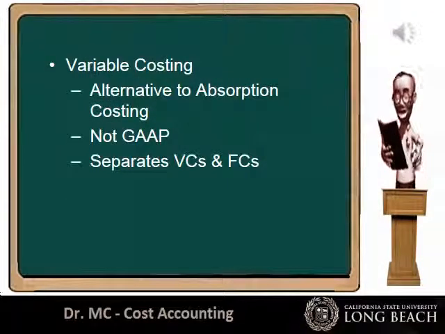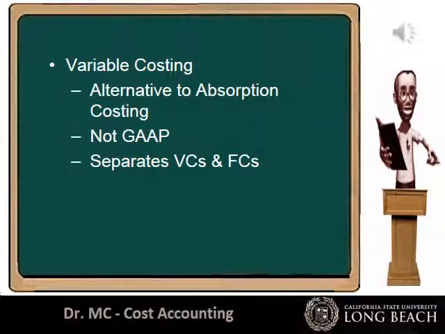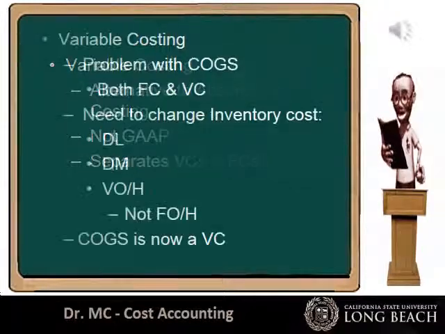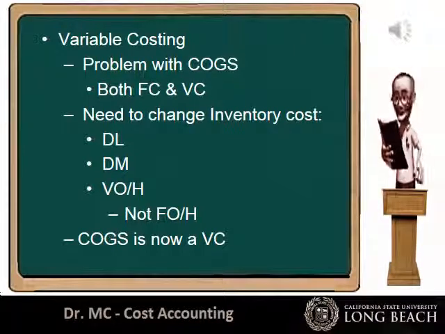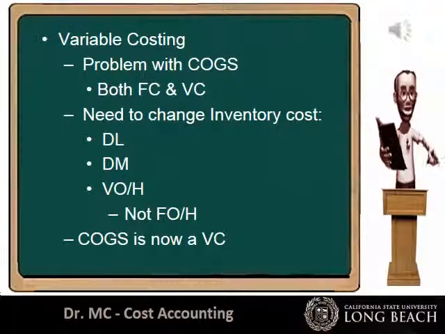Variable costing is an alternative to using absorption costing to produce financial statements. It is not GAAP, and therefore can only be used for internal purposes. As we have seen, with variable costing, your income statement will separate your firm's variable costs from its fixed costs. When preparing a variable costing income statement, you are going to have a problem with cost of goods sold because it has both fixed and variable elements. For this reason, variable costing treats the cost of inventory as including only direct labor, direct materials and variable overhead.